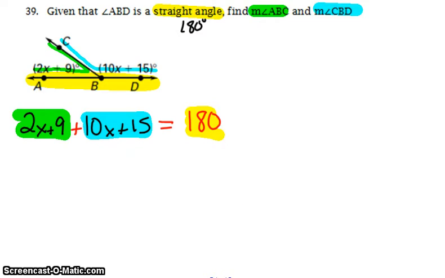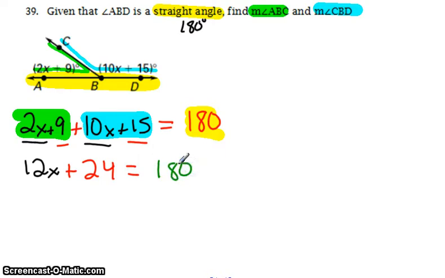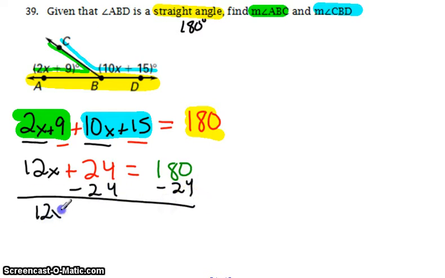And so with that in mind, we are just going to solve the equation to find x. So 2x and 10x are on the same side, and they're both positive, so I put them together. And then 9 and 15 are both constants and both positive on the same side, so I put them together, and we know that they have to equal 180 degrees. I've got to get x by itself, so I'm going to move the constant 24 to the other side, bring down the 12x, cancel out the 24s. 180 minus 24 is going to give me 156.